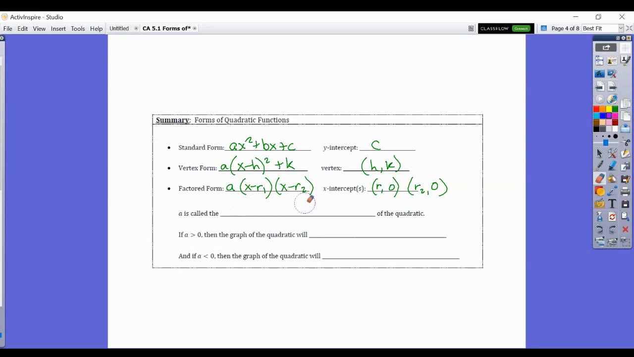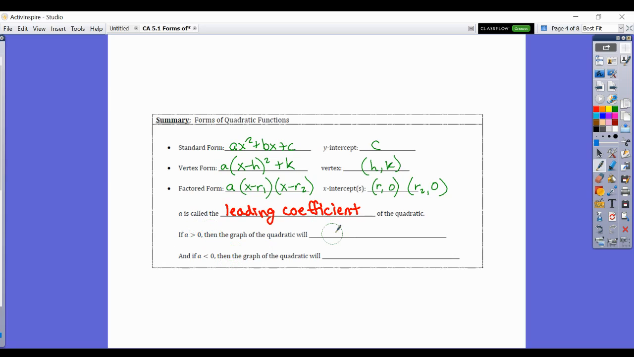All right, we're going to continue the lesson now. The blanks here are: A is called the leading coefficient. So you can write that in, leading coefficient. And that's just the front number in all three forms. Actually, the A value is there, and that tells us about the shape of the graph.